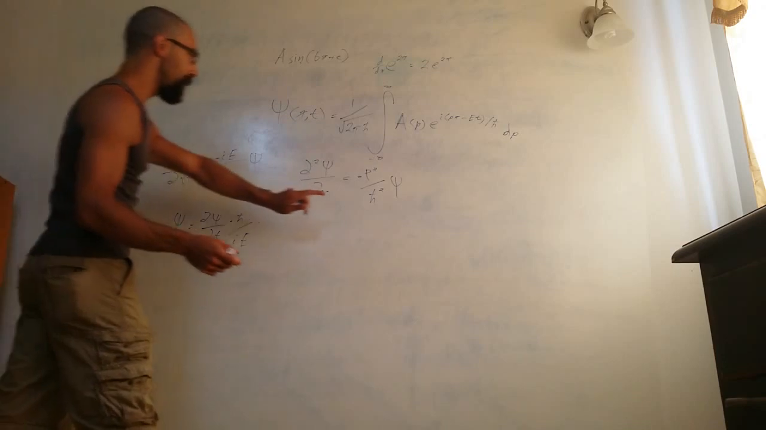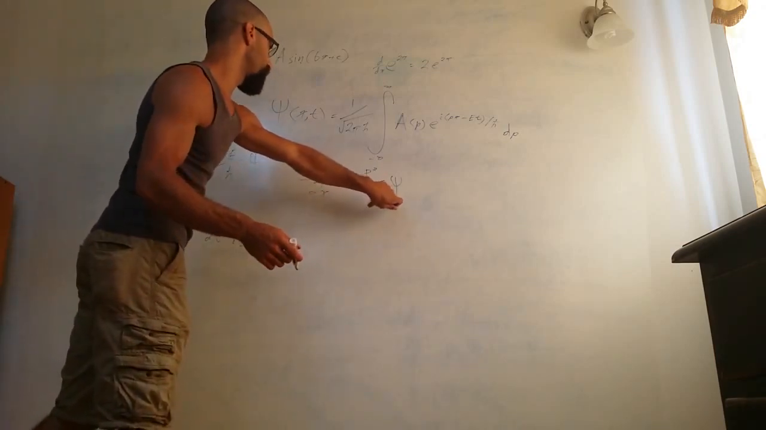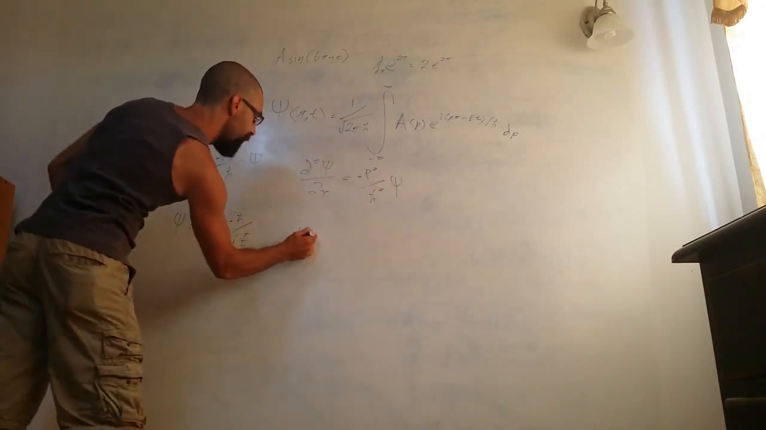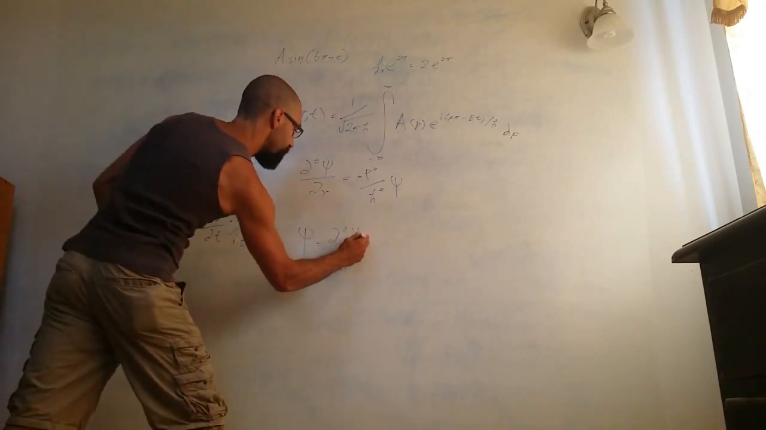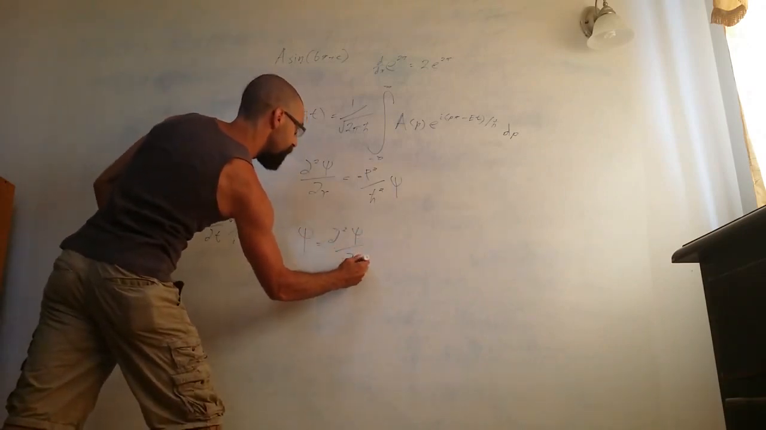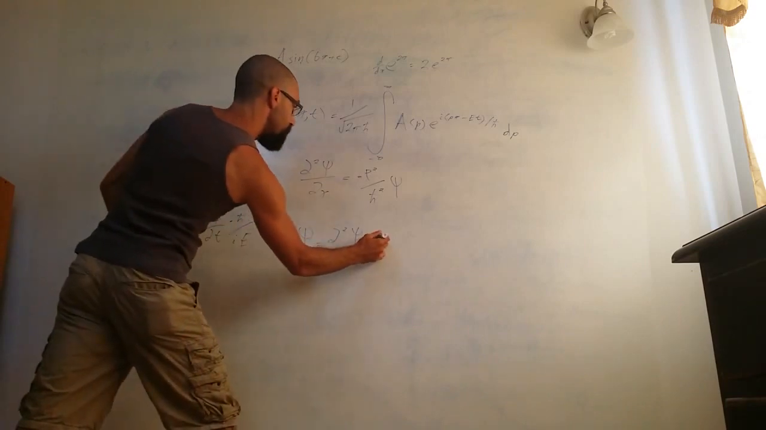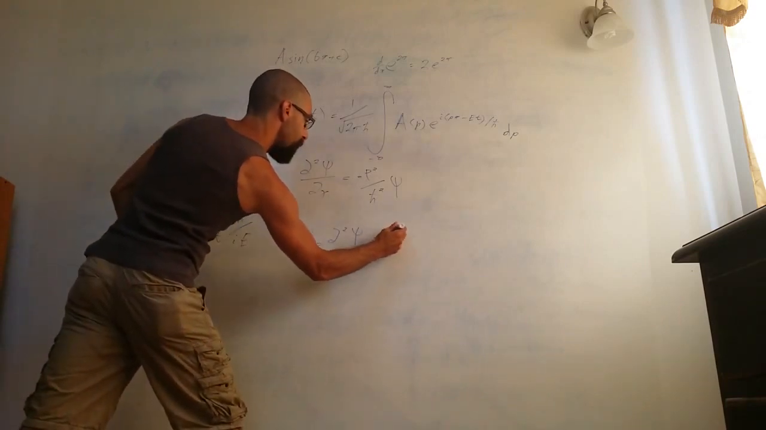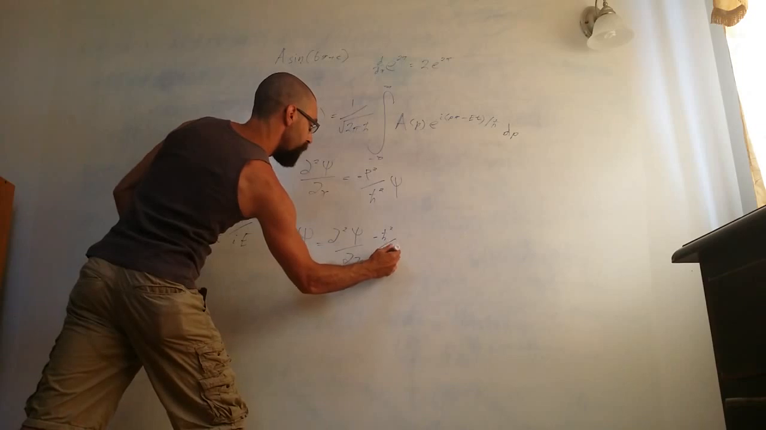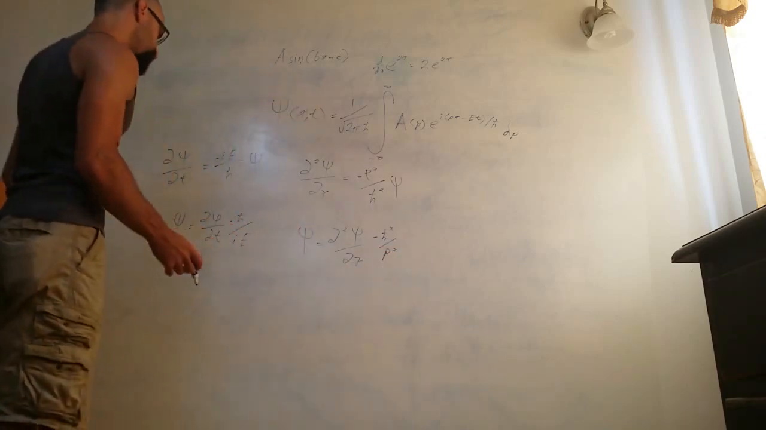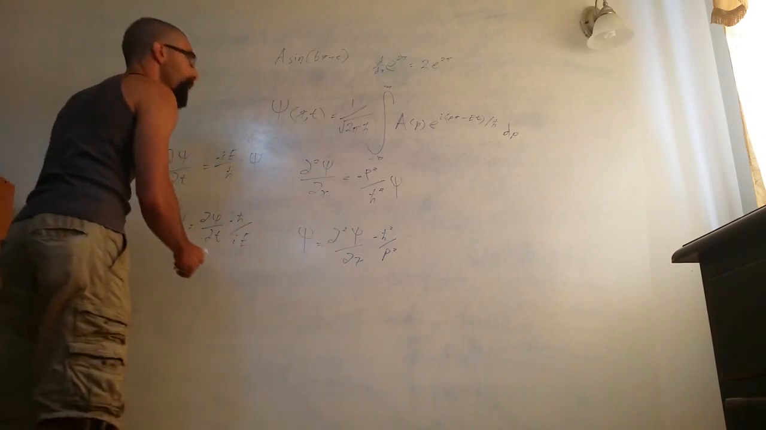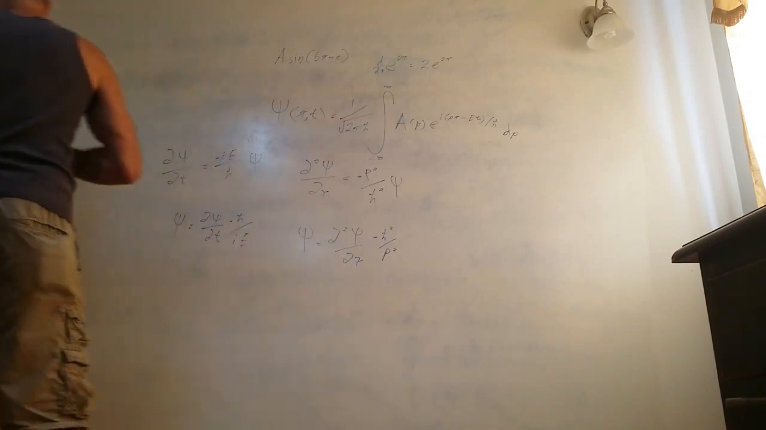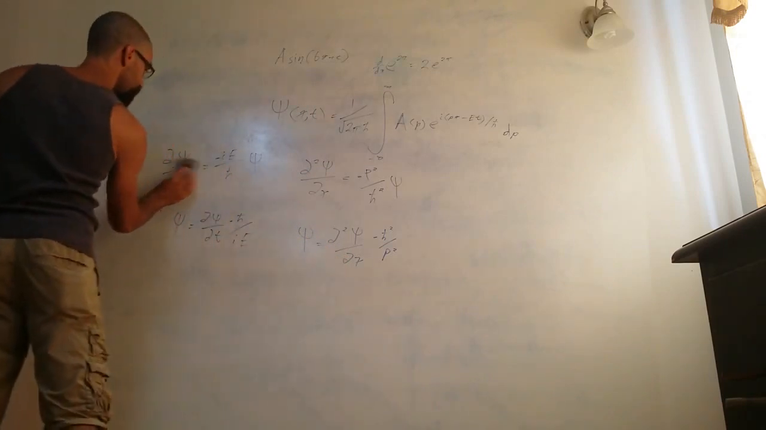And we're going to do the same thing over here. What is this equal to? We're going to have phi is equal to the double derivative of the wave function with respect to x times negative h bar squared over p squared. So because this is equal to this, that means this is equal to this. I'm going to erase a little bit up top just so I have some room.